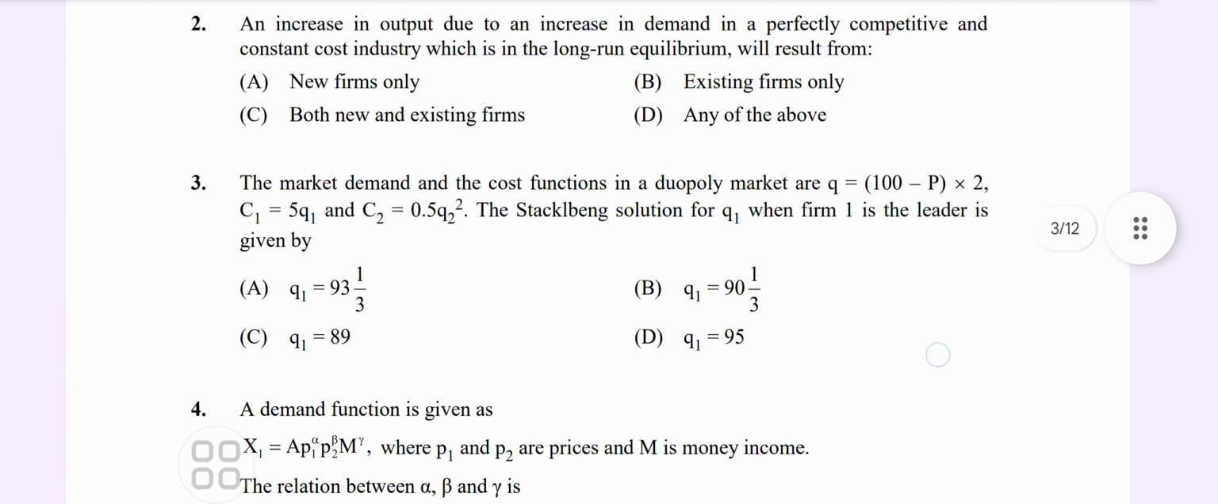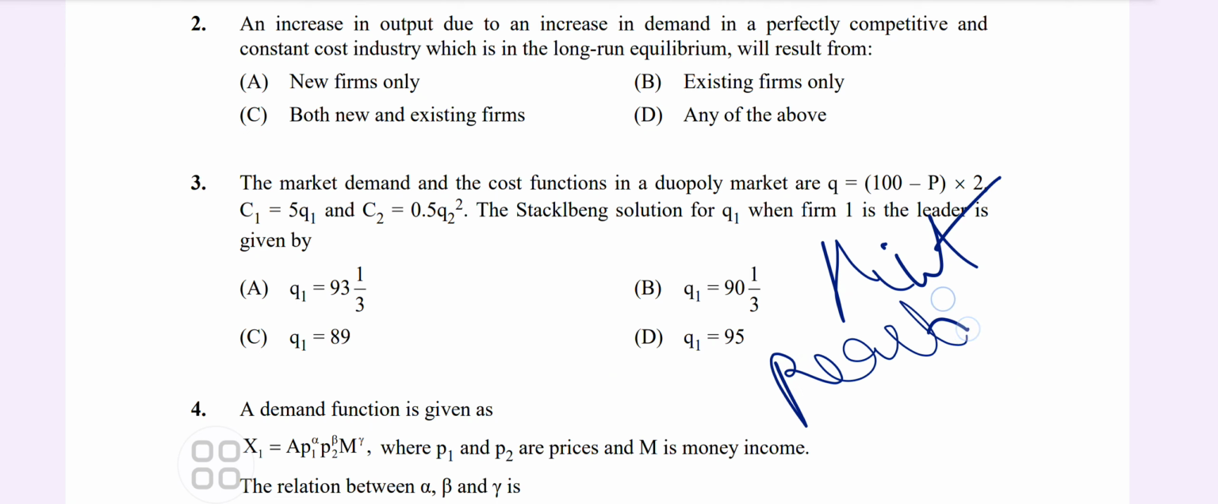Okay. Now here the market demand function and the cost function in a duopoly market are given, and the Stackelberg solution for Q1 is given by how? We know the formula. I am giving a hint, we have to use the reaction function formula. The leader's objective is to maximize profit, taking into account the follower's reaction. We know it is a two-stage game where the leader moves first and the follower reacts optimally to the leader's decision. Accordingly one can solve it.